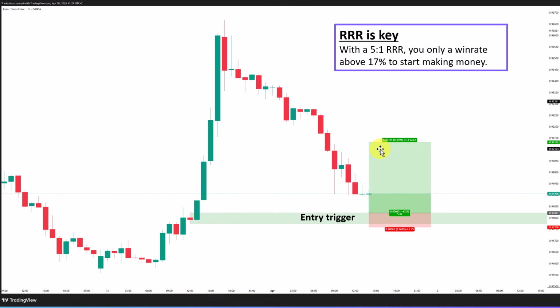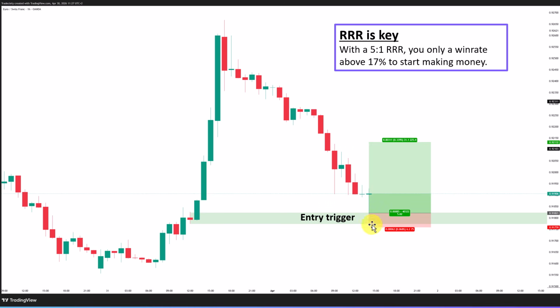You can play around with either a fixed reward to risk ratio. You could use a trailing stop loss approach. There are many ways how you can approach that. But the important thing here is that the reward to risk ratio is key. So here, for example, if you have a trade with a 5-to-1 reward to risk ratio, you only need to be right once out of 6 trades to break even. So if you can trade above a win rate of 17%, that's where you start making money. So the higher your reward to risk ratio is, the lower your win rate can be. And that is really the key for making such a strategy profitable.